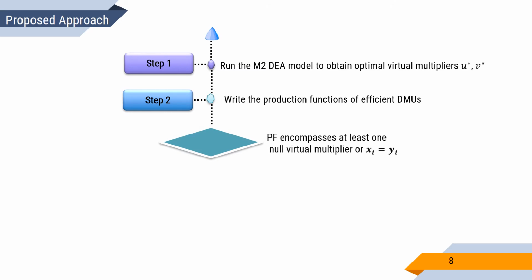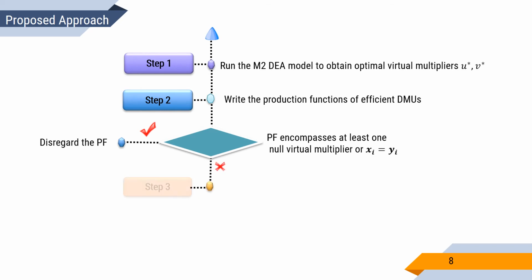Afterwards, we advocate verifying whether the selected production function encompasses at least one null virtual multiplier, or else whether the inputs are equal to the outputs. In this case, we have to dismiss these DMUs as they could not serve as references.